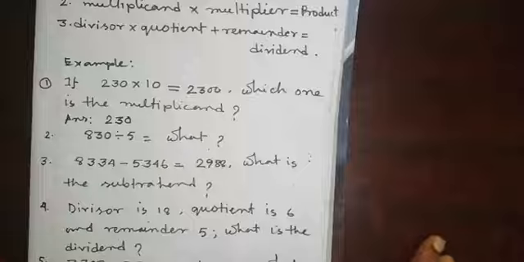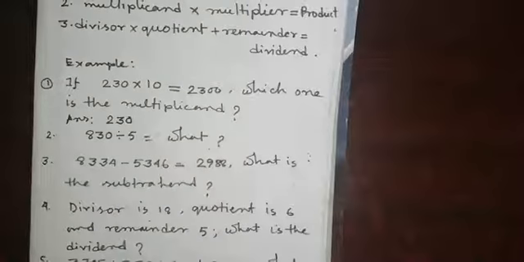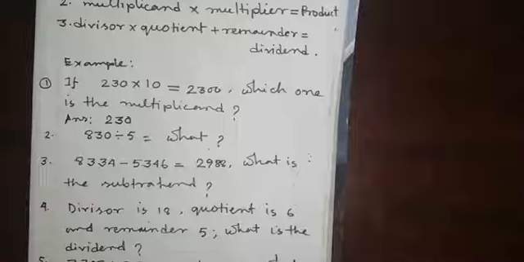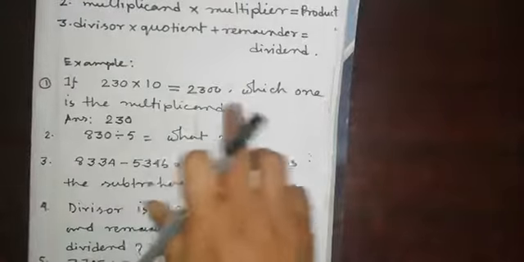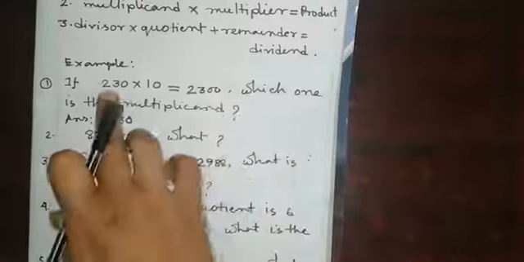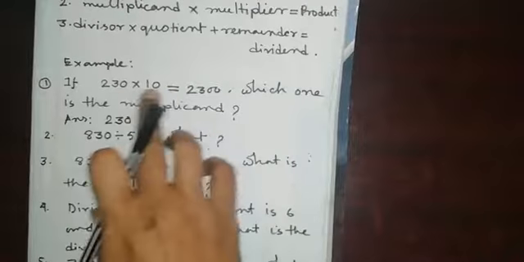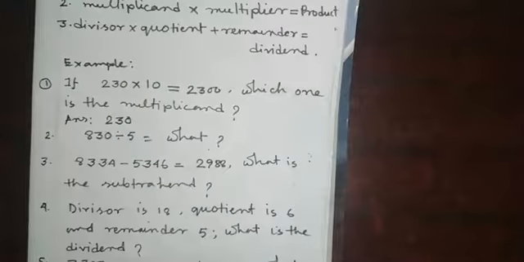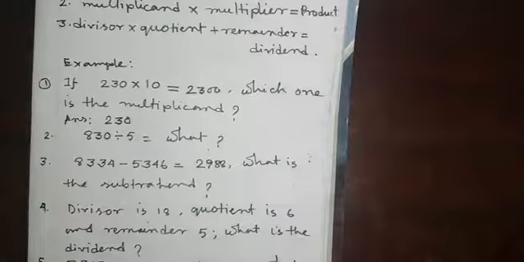Okay, look at that. If 230 into 10 equal to 2300, so which one is the multiplicand? We know multiplicand into multiplier gives the product. So here we multiply 230 by 10. So our multiplicand is 230.